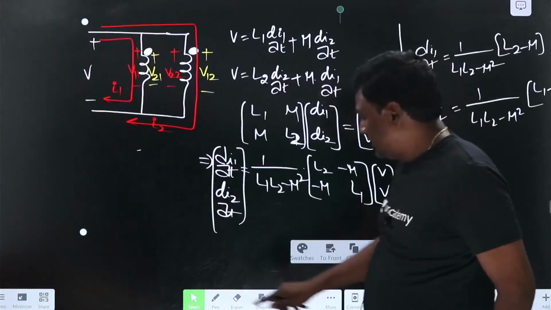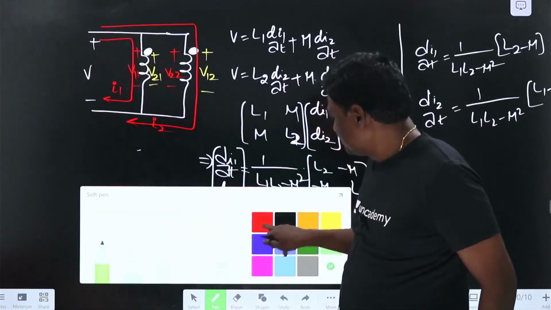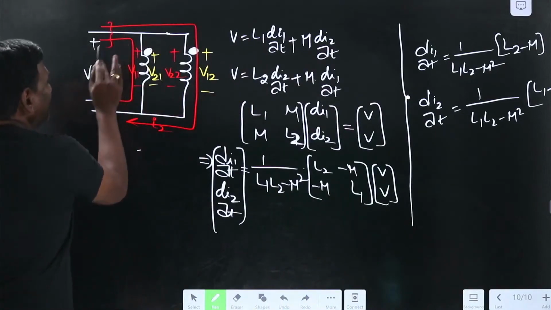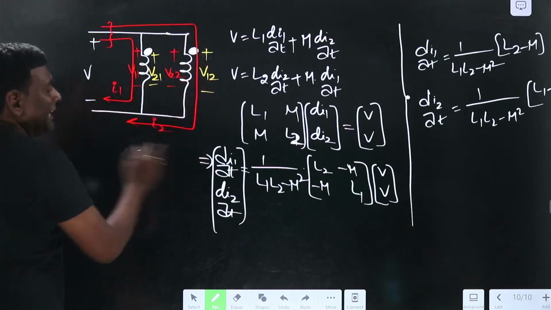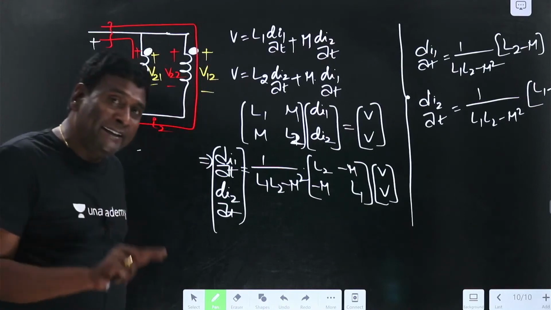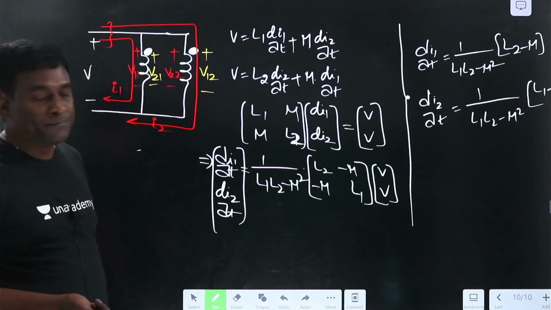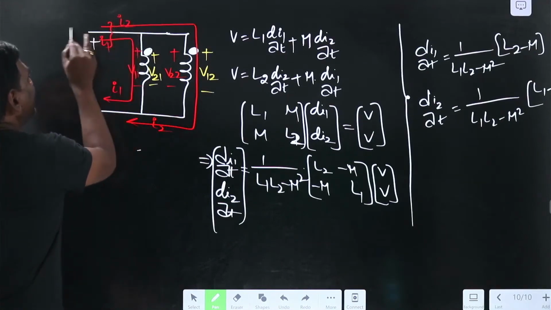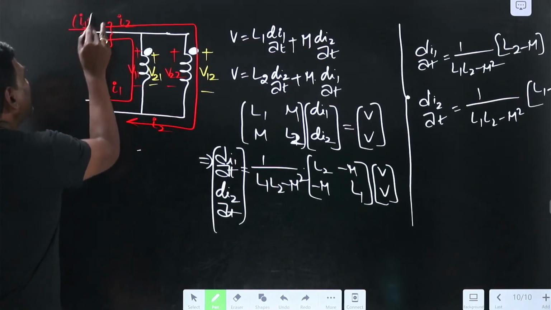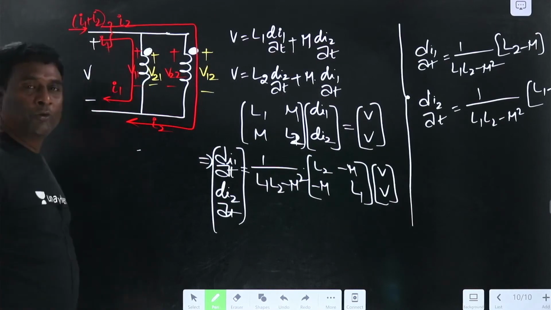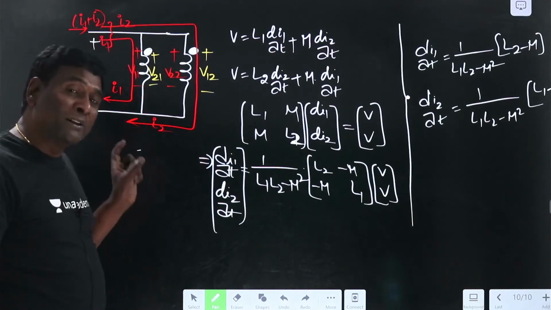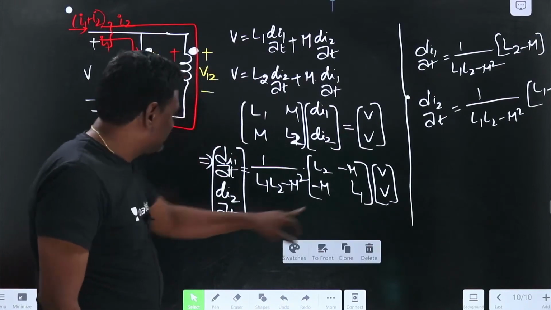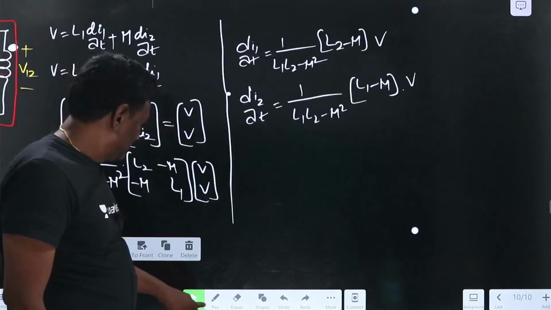if you want to find out the equivalent, in my equivalent, di1 by dt plus di2 by dt has to be found. Or if I think this is I1, this is I2, so net current here is going to be I1 plus I2. In order to find equivalent inductance, d(I1 plus I2) by dt has to be found.